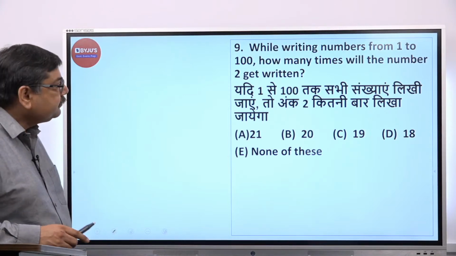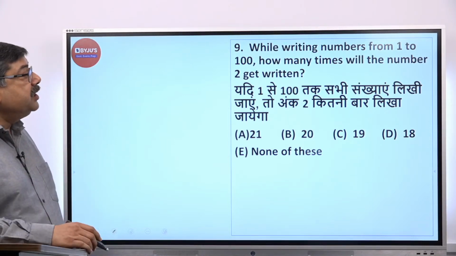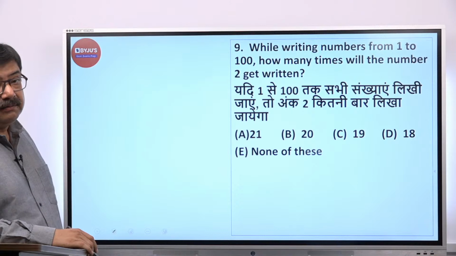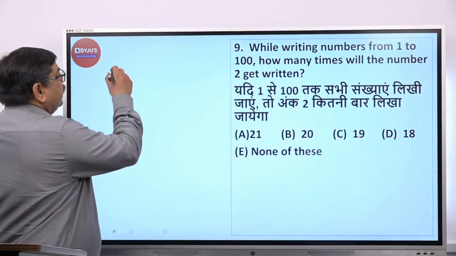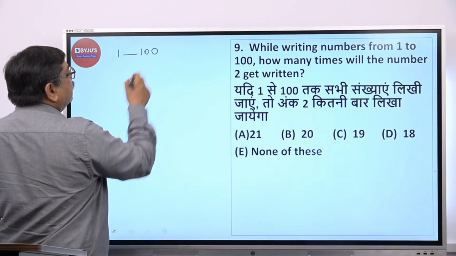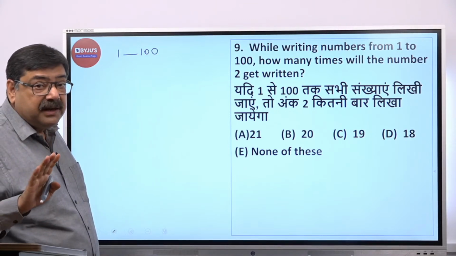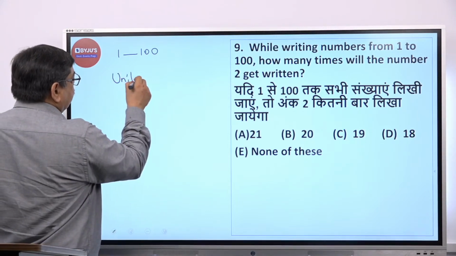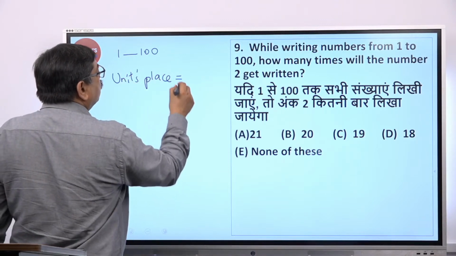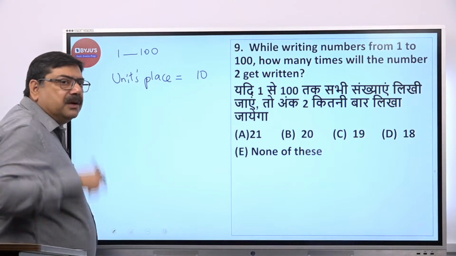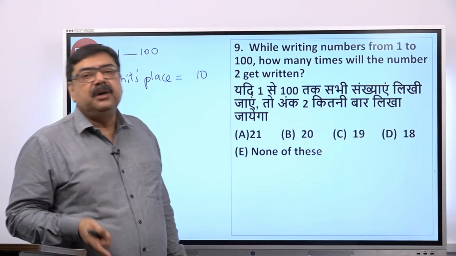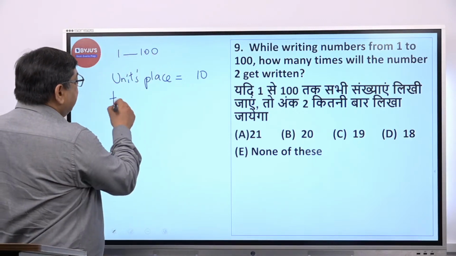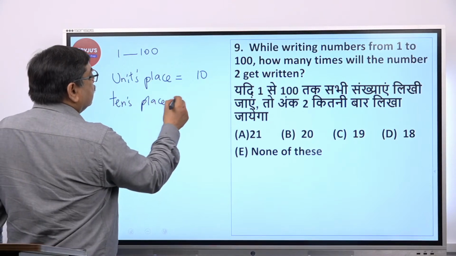Okay, let's do this one. While writing numbers from 1 to 100, how many times will the number 2 get written? Now, you know that from 1 to 100, 2 will appear in the units place as well as in the tens place. So units place, how many times will you write 2? Well, 10 times. 2, 12, 22, 32, 42, 52, 62, 72, 82, 92. Yes. And tens place, again 10.